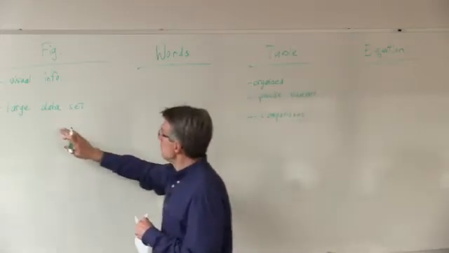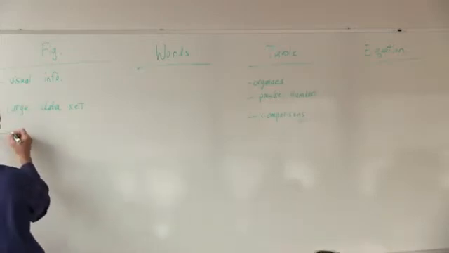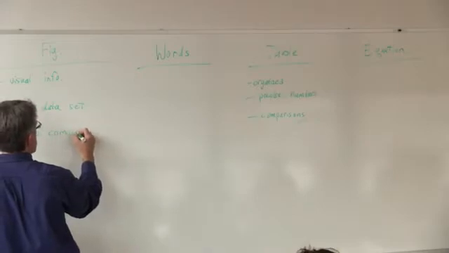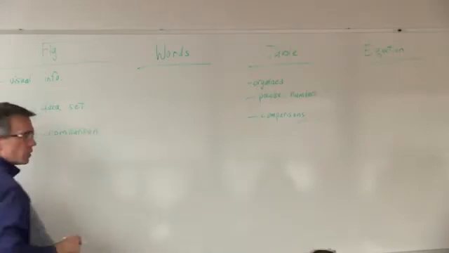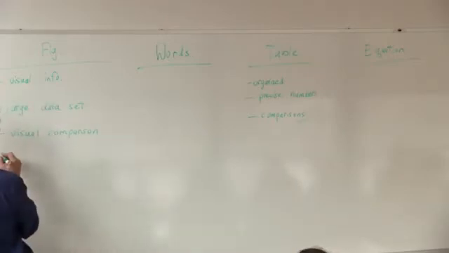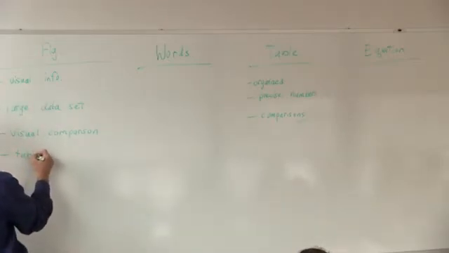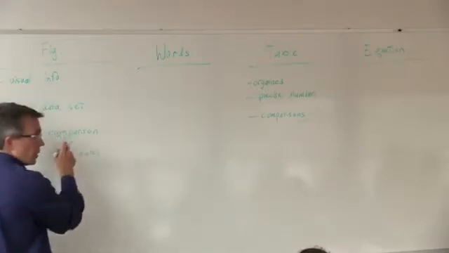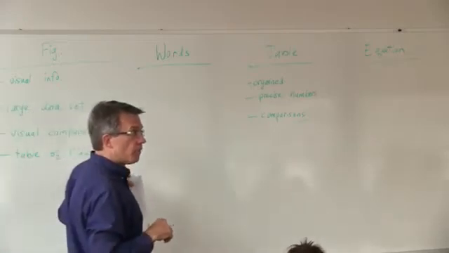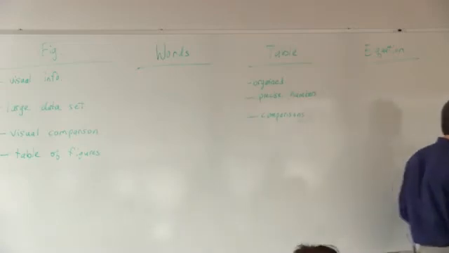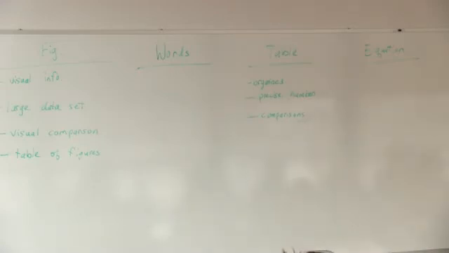But you might have a comparison that would be good here. If you want to make a visual comparison, you can use figures. And remember, you can also use a table of figures, especially if you're doing lots of comparisons. So you can combine some of these. Okay? So as you're writing, think about what form might be best.